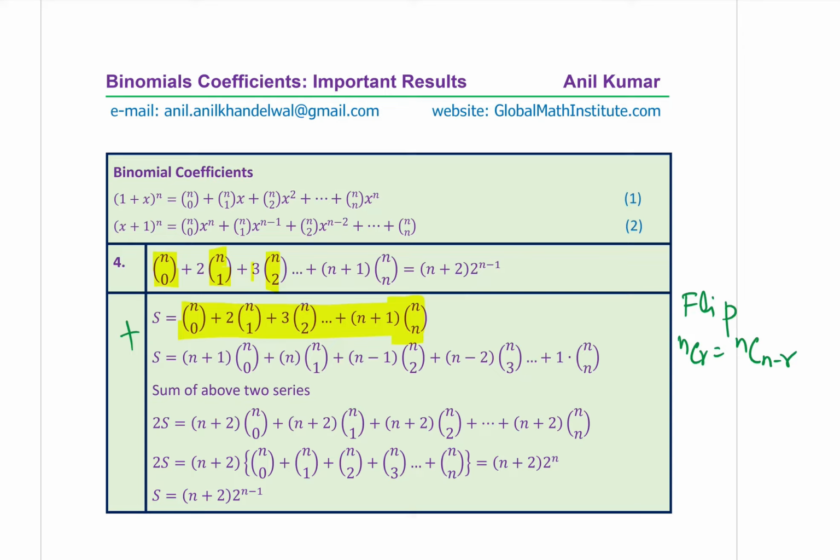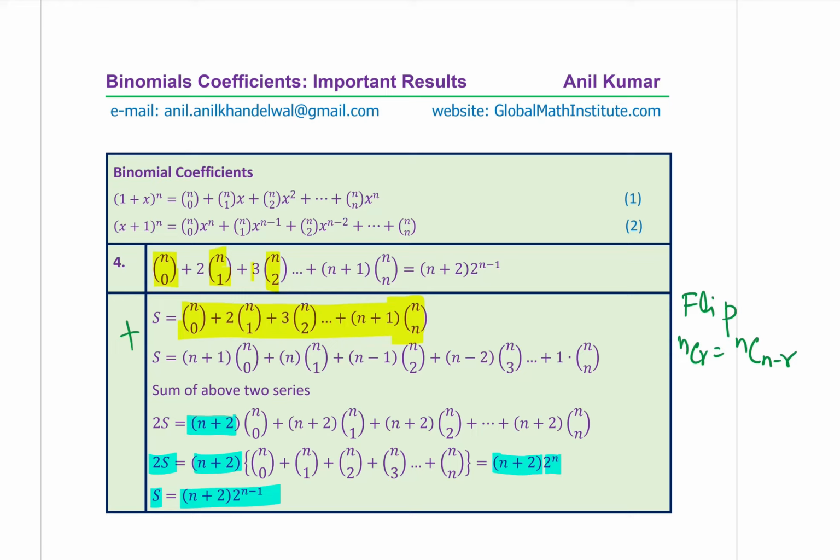So when you do that, and now when you add, this time n plus 1 is n plus 2. So in the sum, you get n plus 2 as the common factor. Do you see that? And inside the series is 2 to the power of n. So it is 2 to the power of n times n plus 2, which equals 2 times S. So S will be, as shown here, n plus 2 times 2 to the power of n minus 1. So that is simple, right?